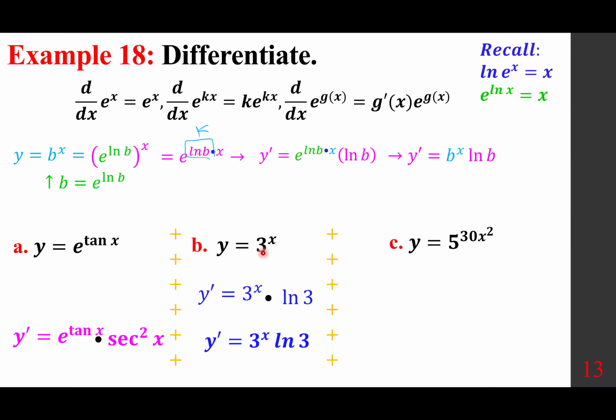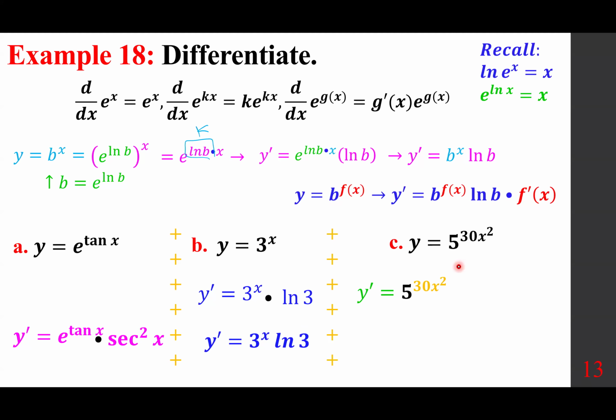What about y equals 5 to the power of 30x squared? Well, the chain rule applies. In other words, if you have b to the power of f of x, the answer is itself, then times ln b, because b is not e. This is by the logarithmic properties, times f prime of x by the chain rule. Therefore, the derivative is itself.